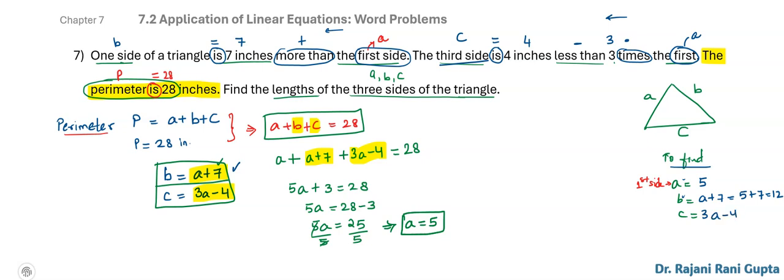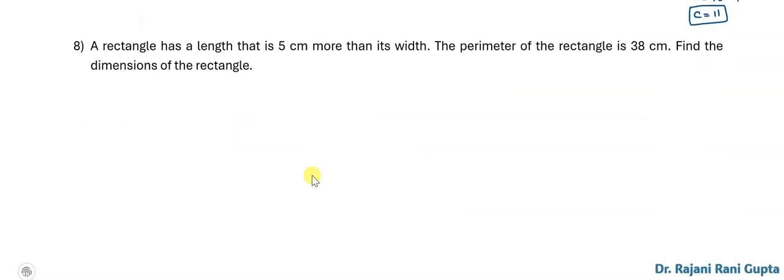C is 3A minus 4. So 3 times 5 minus 4, which is 15 minus 4. So C is 11. So in this way you got all three values. A is 5, B is 12 and C is 11. To check your answer, when you add A, B and C, you will get 28. Okay. Let us work on the next question.